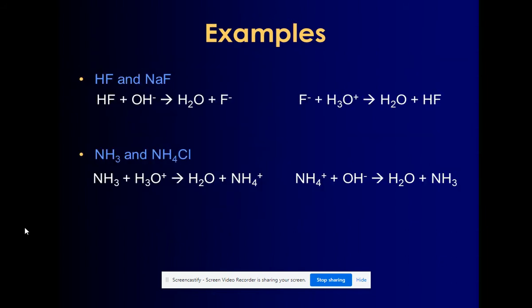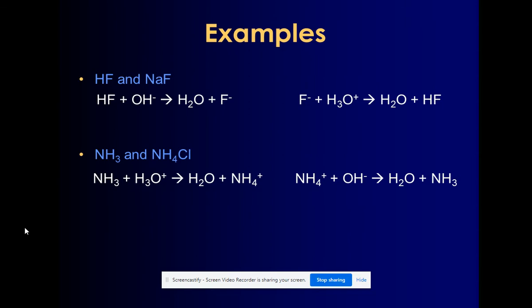So on your note sheet, I've got these two examples written down for you. Normally, what I do is work these through in class, but what we have is HF and NaF. If you look at your chart for Kas and Kbs, you're going to see that HF is a weak acid. It's not one of your six strong acids. HF has a Ka of 7.2 times 10 to the negative fourth.